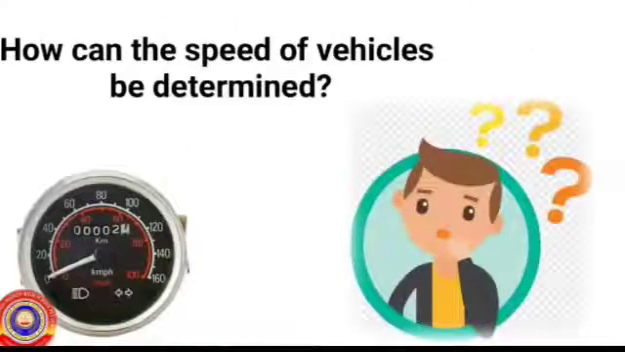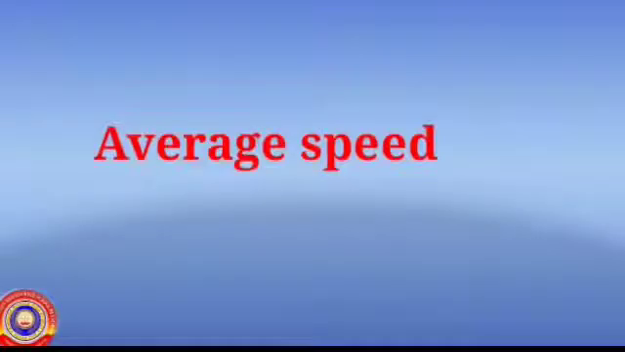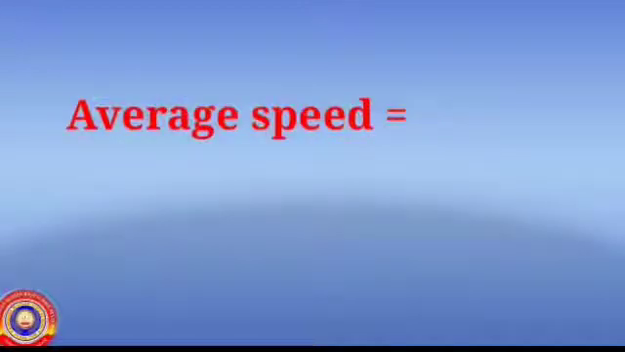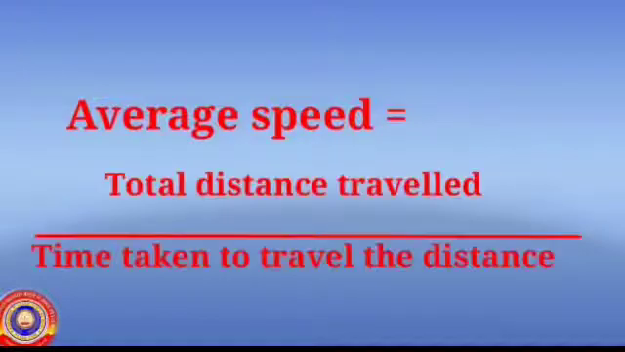In such situations, how can the speed of vehicles be determined? Yes, average speed can be calculated. Average speed is equal to total distance travelled divided by total time taken to travel the distance.